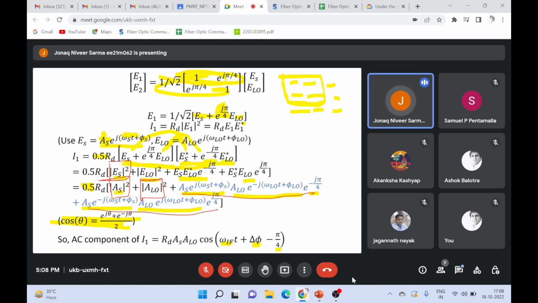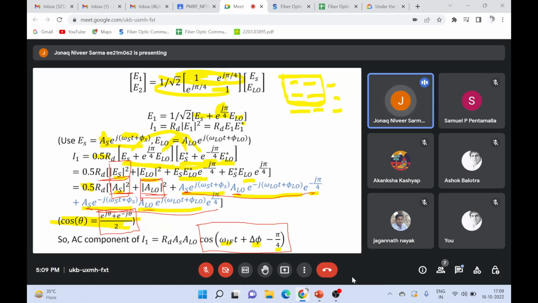I was trying to show how these two combine to give a form such as this. You can combine, and the E raised to power J something term will form this kind of a form and collapse into a cos term. So the whole complicated expression becomes this part. But I ignored the constant terms, this AS square, ALO square.